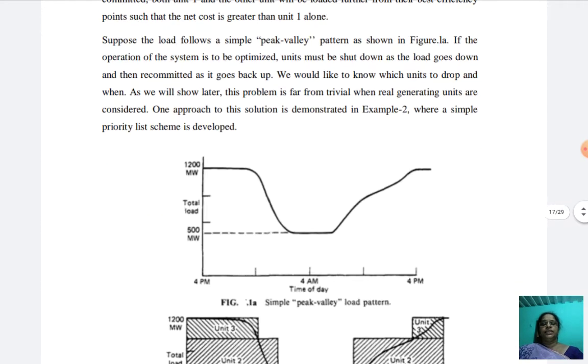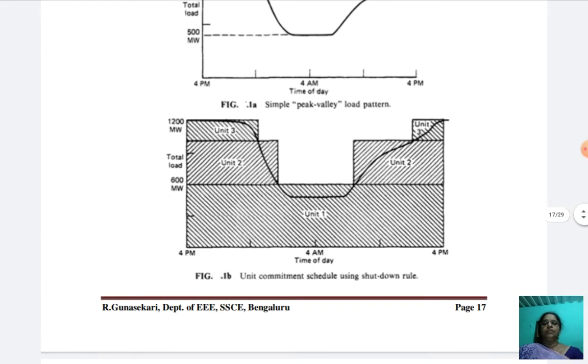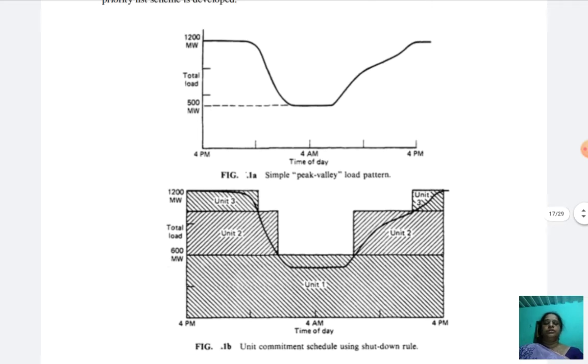Then next you see the diagram. From the diagram, you can draw the peak value load pattern curve. The minimum load, the base load, is 500 megawatt. The maximum is 1200 megawatt only. So based on our example, the minimum load is 500 megawatt, combining all the 3 units together. Similarly, the maximum load is 1200 megawatt.